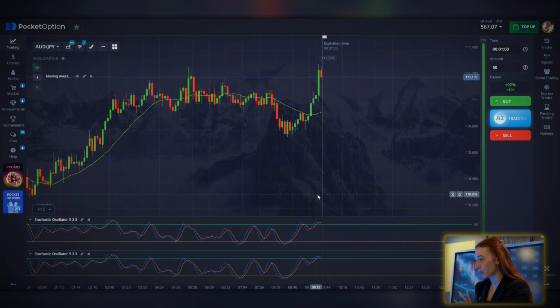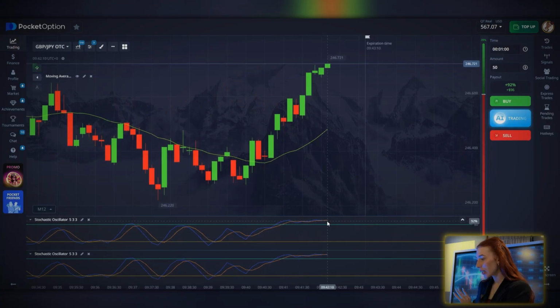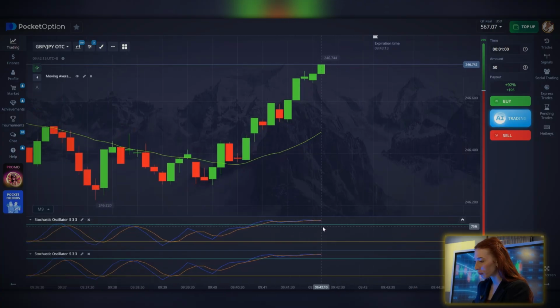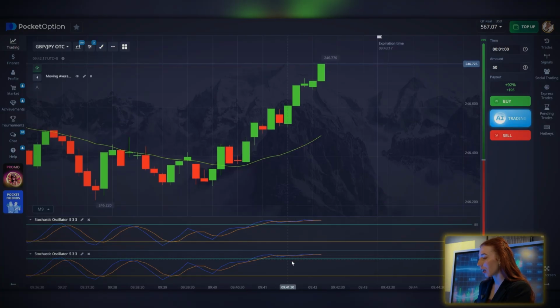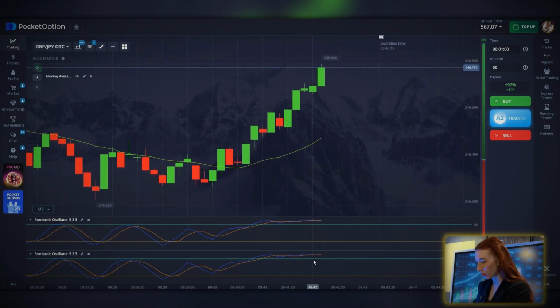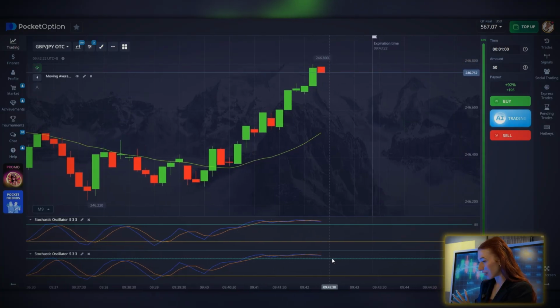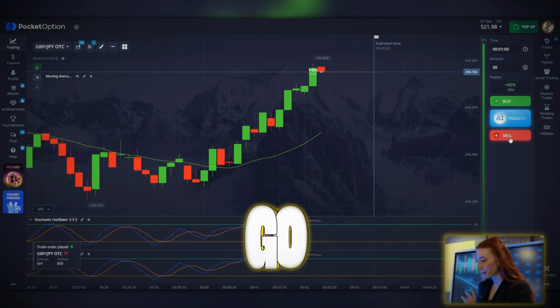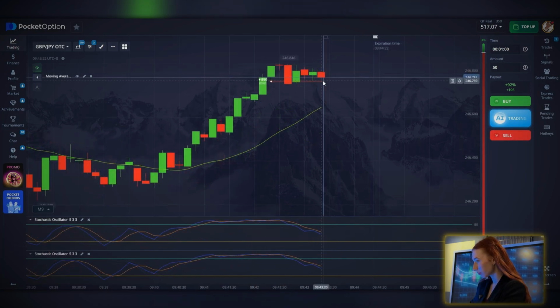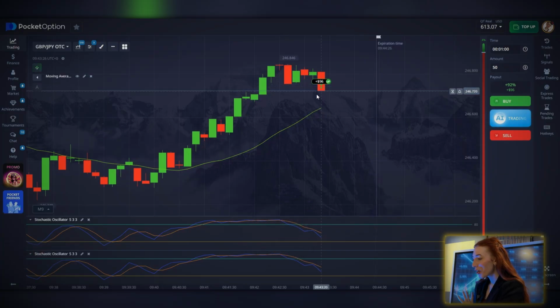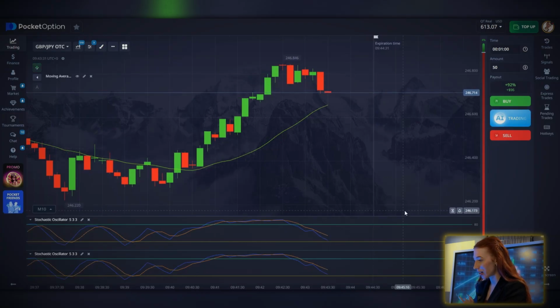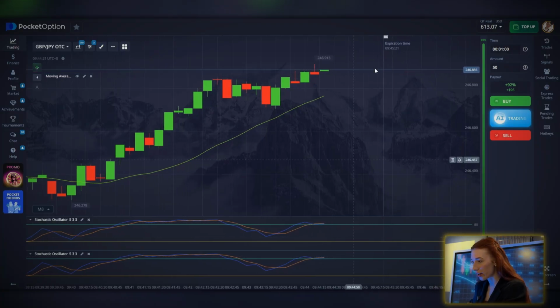Let's move to another pair. GBP JPY now, price at MA from above, stochastic above 80 crossing down, put signals confirmed, entering. That was a close one. 2 for 2 so far. This is why I keep coming back to this strategy. It just works. Didn't even switch pair.